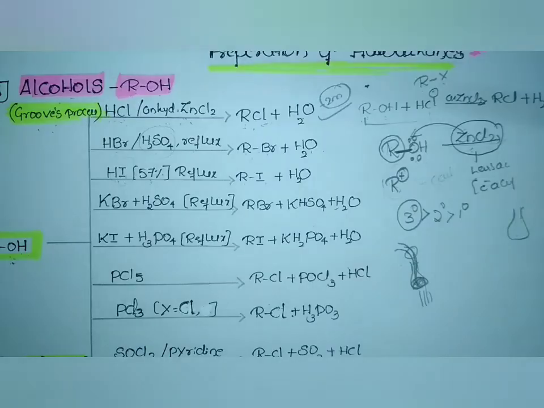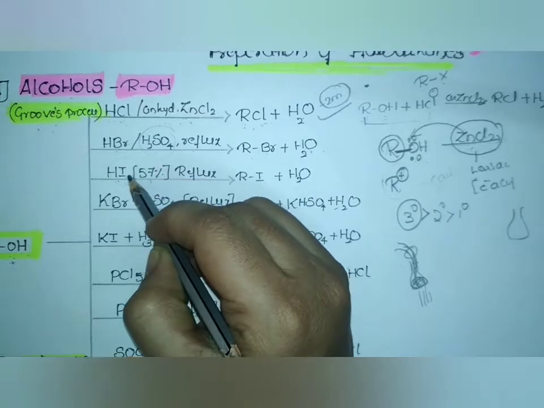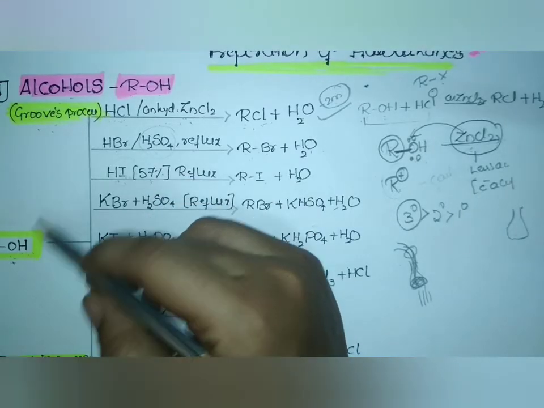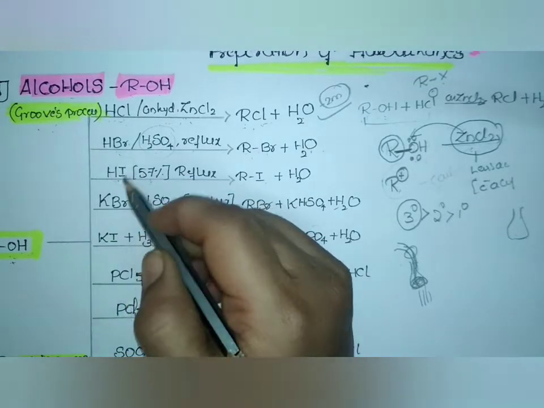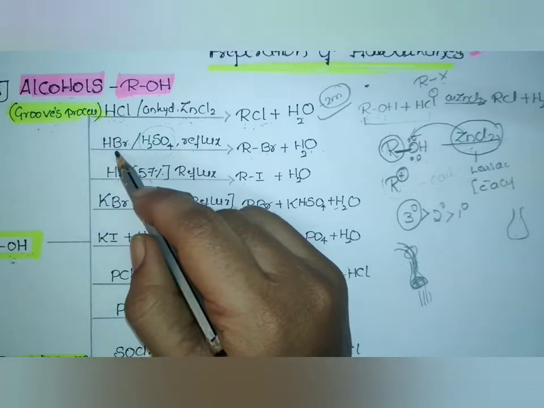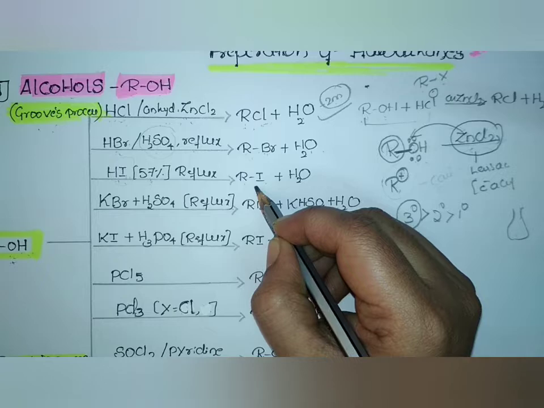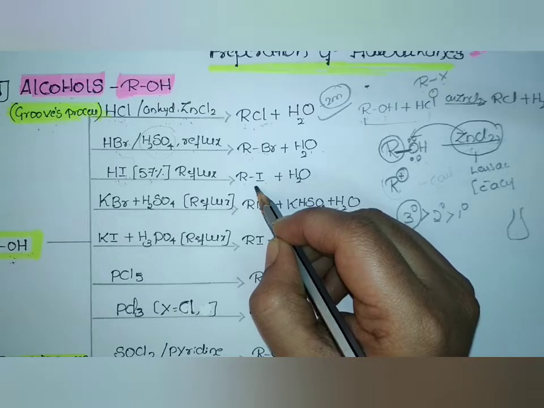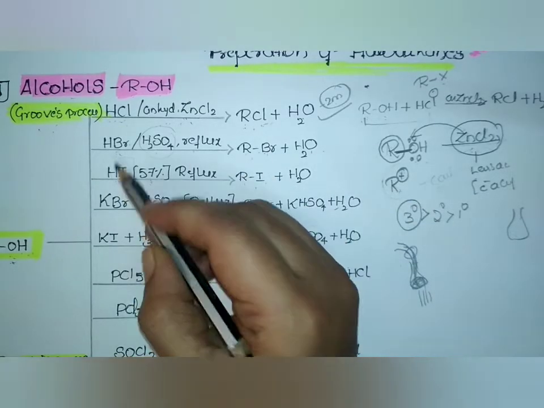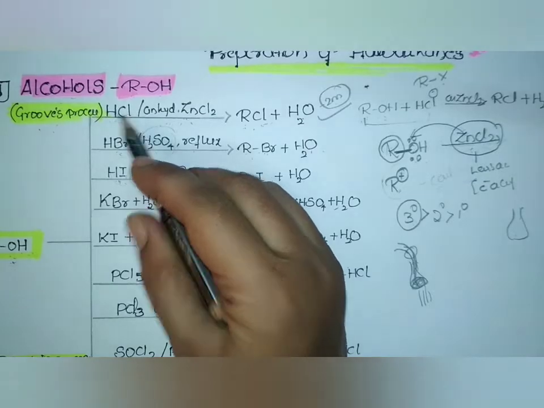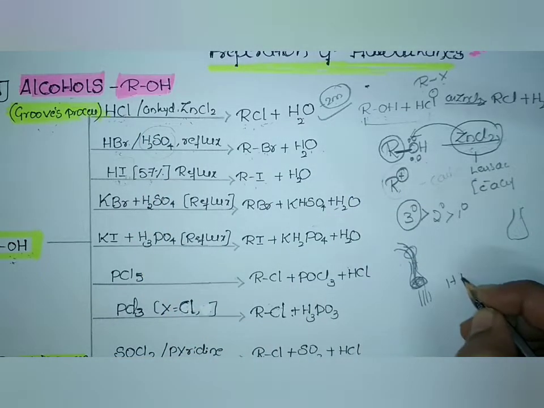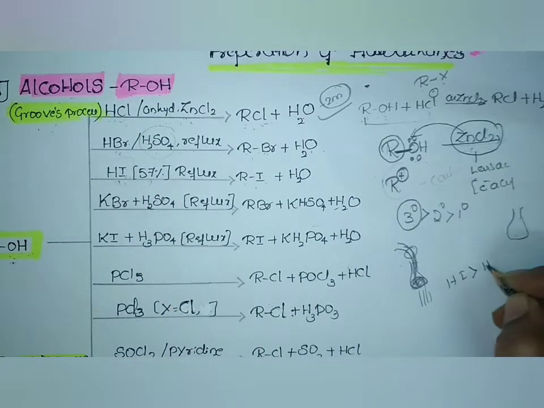The first method of preparation of haloalkanes is by the Groves process. Similarly, for the second and third methods, I can treat the alcohol with hydrogen bromide and with hydrogen iodide. That results in the formation of alkyl bromide and alkyl iodide. In order of reactivity, HI is more reactive, followed by HBr, followed by HCl.